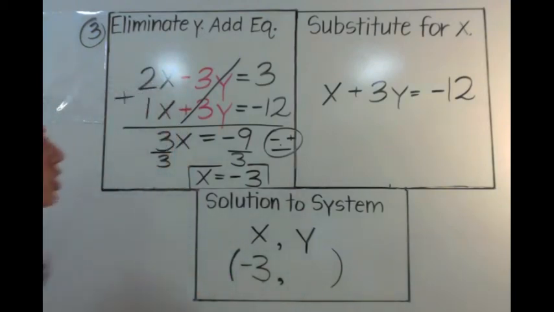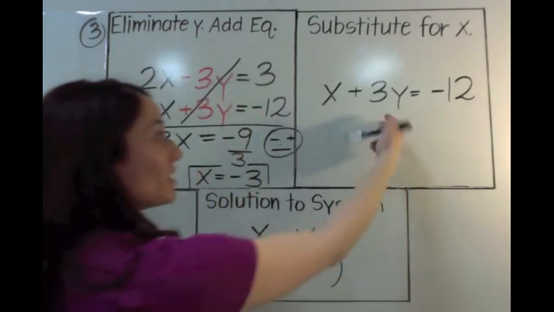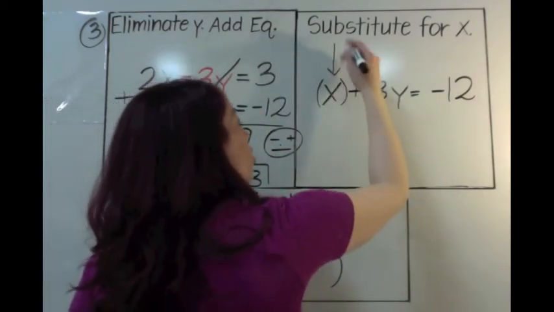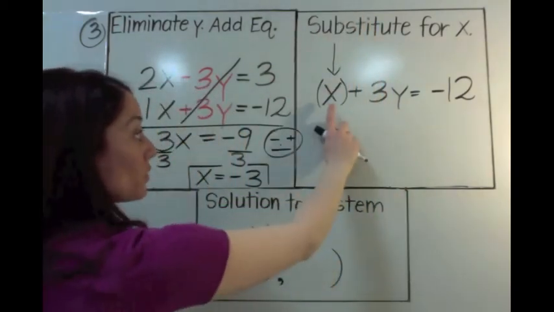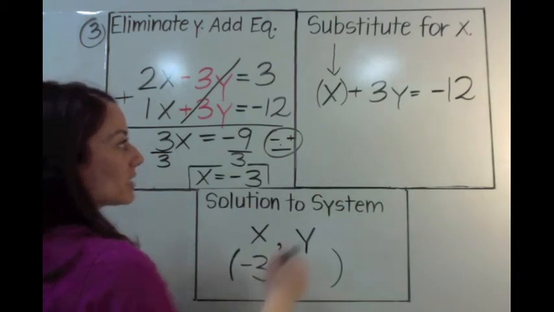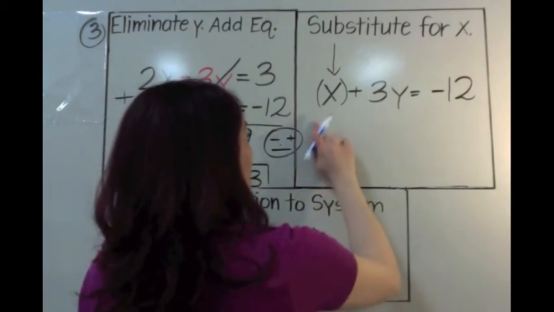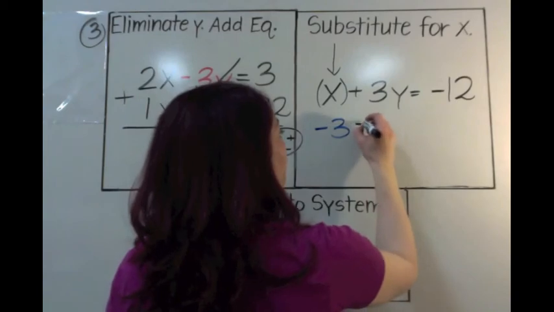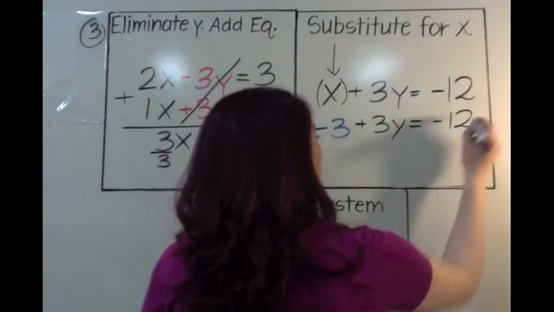All right, great. So now let's look at the next equation. We're solving here for y, but it says substitute for x. We just found x. Now we need y, right? We're solving for y. What do we find for x? It's negative 3. I'll write it in blue, just so you can see it's a different color. Negative 3 plus 3y equals negative 12. Okay, great.